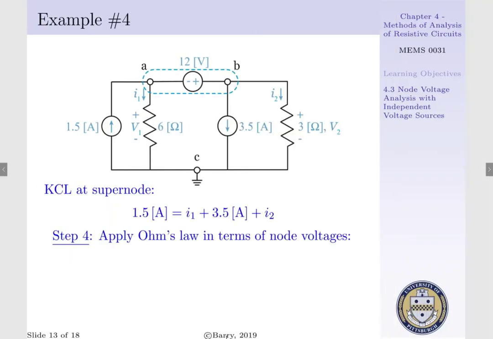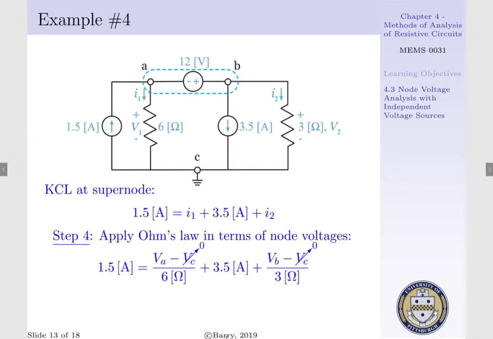Step 4 is to apply Ohm's law in terms of our node voltages. Thus, we can re-express our KCL equation as follows. We still have 1.5 amps entering, whereas I1 exiting can be expressed as VA less VC per 6 ohms, where VC is equal to 0 volts, plus the 3.5 amps exiting through our current source, plus I2, which can be expressed as VB less VC per 3 ohms, where VC is equal to 0 volts.